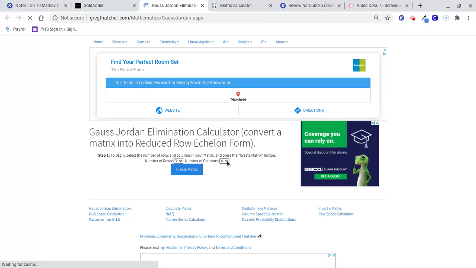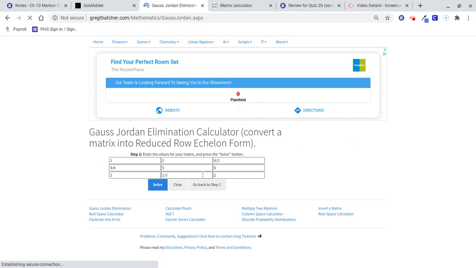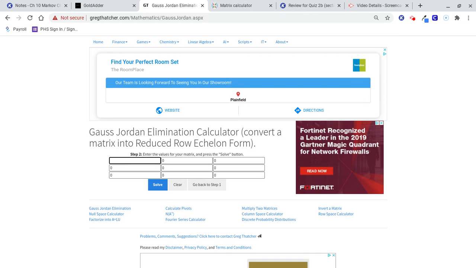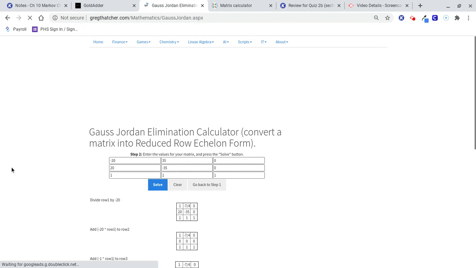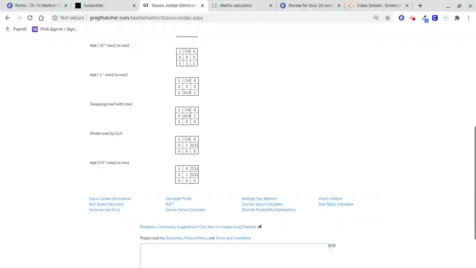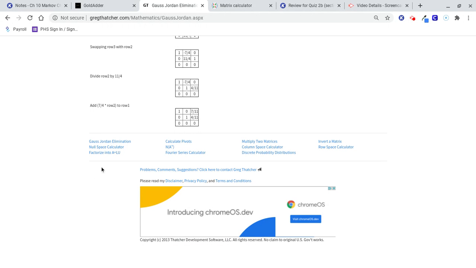Okay? So this was a weird one. I don't think we've ever done a 3 by 3 before, but that's fine. Let's do a 3 by 3. Let's see what happens. If I'm going to do a 3 by 3 here, it was negative 20, 35, and 0. Positive 20, negative 35, and 0, 1, 1, 1. So get your values typed in and hit solve. And this website's going to take us through that Gauss-Jordan process. Okay? So check it out.